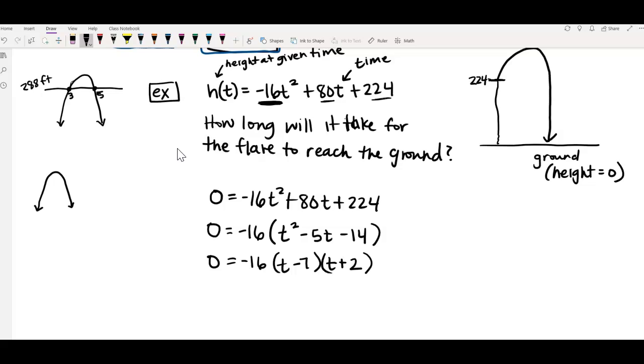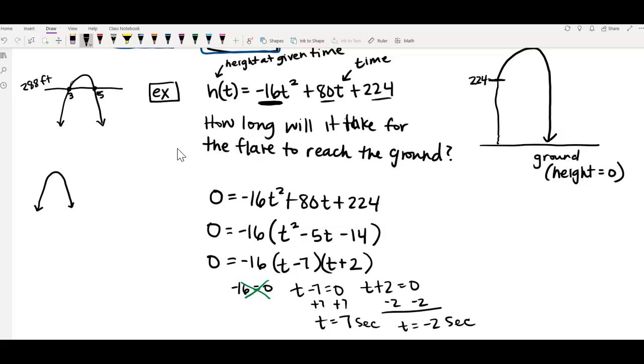Okay, so then I come up with, remember here, if I'm setting each part equal to 0, that negative 16 equals 0 is just nonsense. There's nothing there to solve for. I don't need to do that, but on these other ones, I do. So I've got t minus 7 equals 0 and t plus 2 equals 0. When I add the 7 over, I get t equals 7. So that's saying 7 seconds it'll take to hit the ground. If I subtract the 2 over, it's saying it'll take negative 2 seconds to hit the ground.